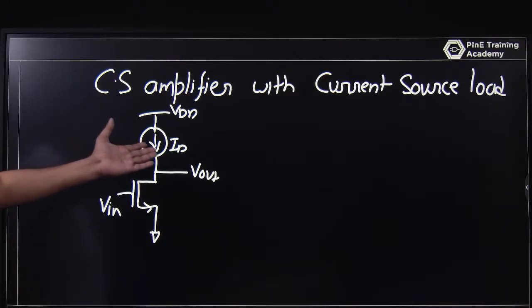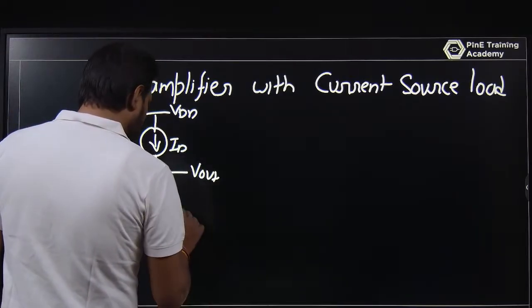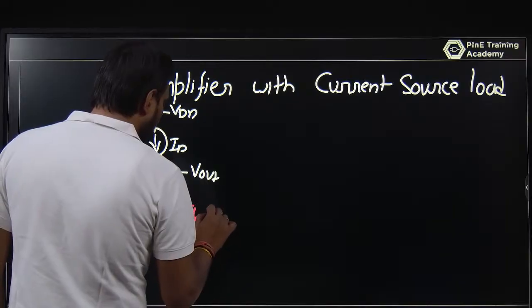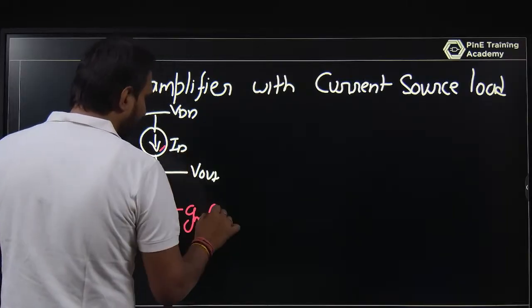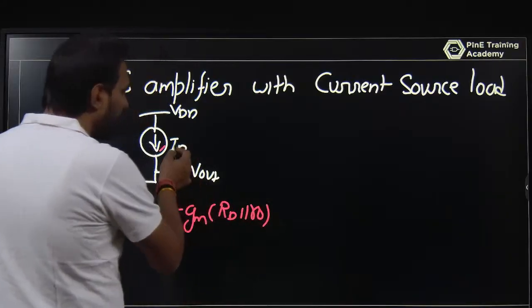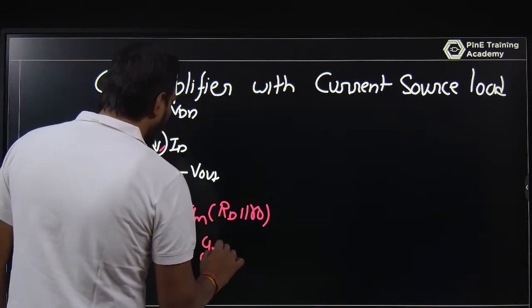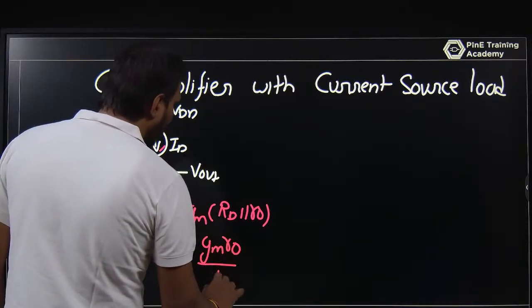Let this resistance be R, and let this be RD. So what will be the gain? This is minus gm times, letting the resistance of the drain current be RD parallel R0. If it is ideal, RD is very high, so this is nearly minus gm R0. That is called the intrinsic gain.